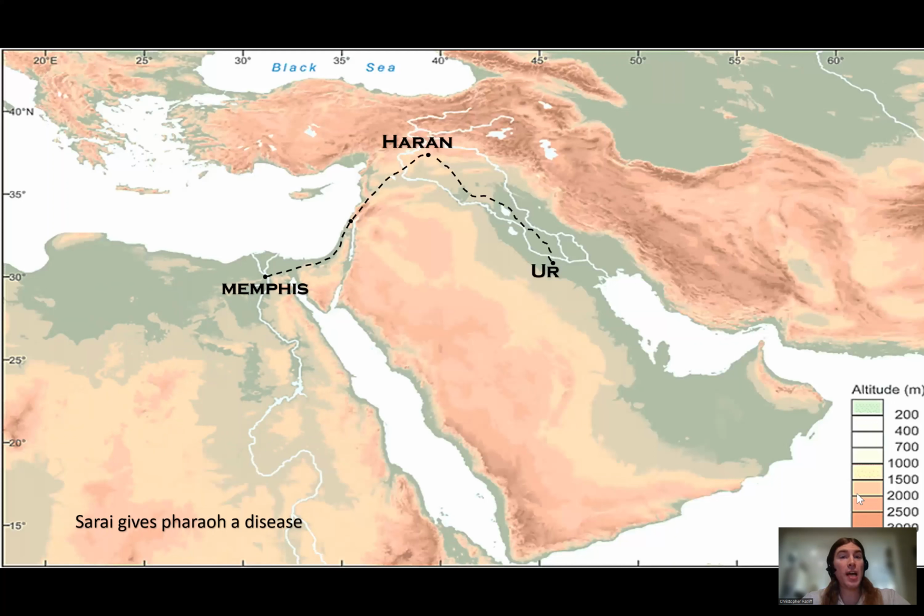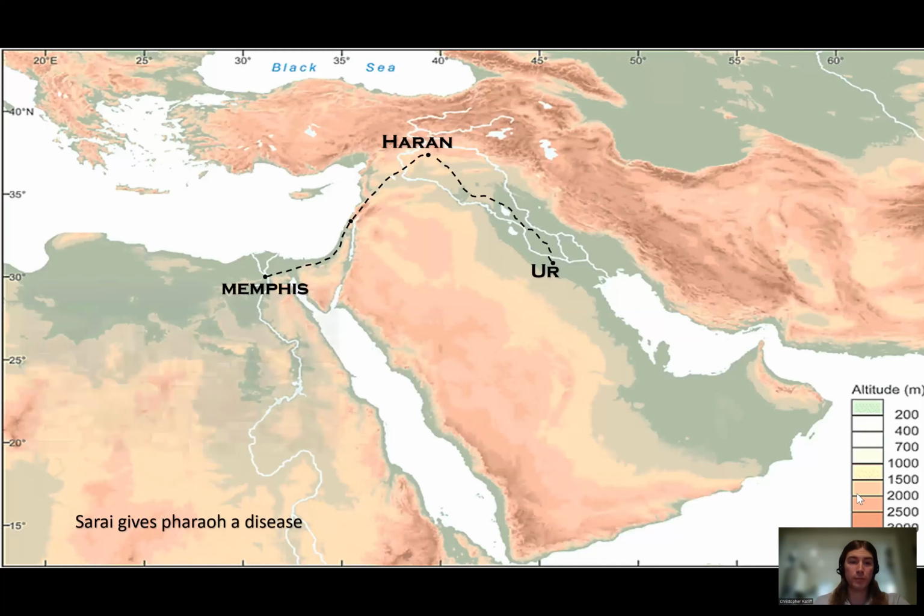But Sarai gives the Pharaoh a disease, which would suggest that maybe she had a condition, or maybe she had an STD of some type. It doesn't state that, but it does say she gave him a disease, and he gets really mad at Abram and has them escorted out of all of Egypt. He doesn't just tell them to leave, he has them taken out by a police escort, basically.